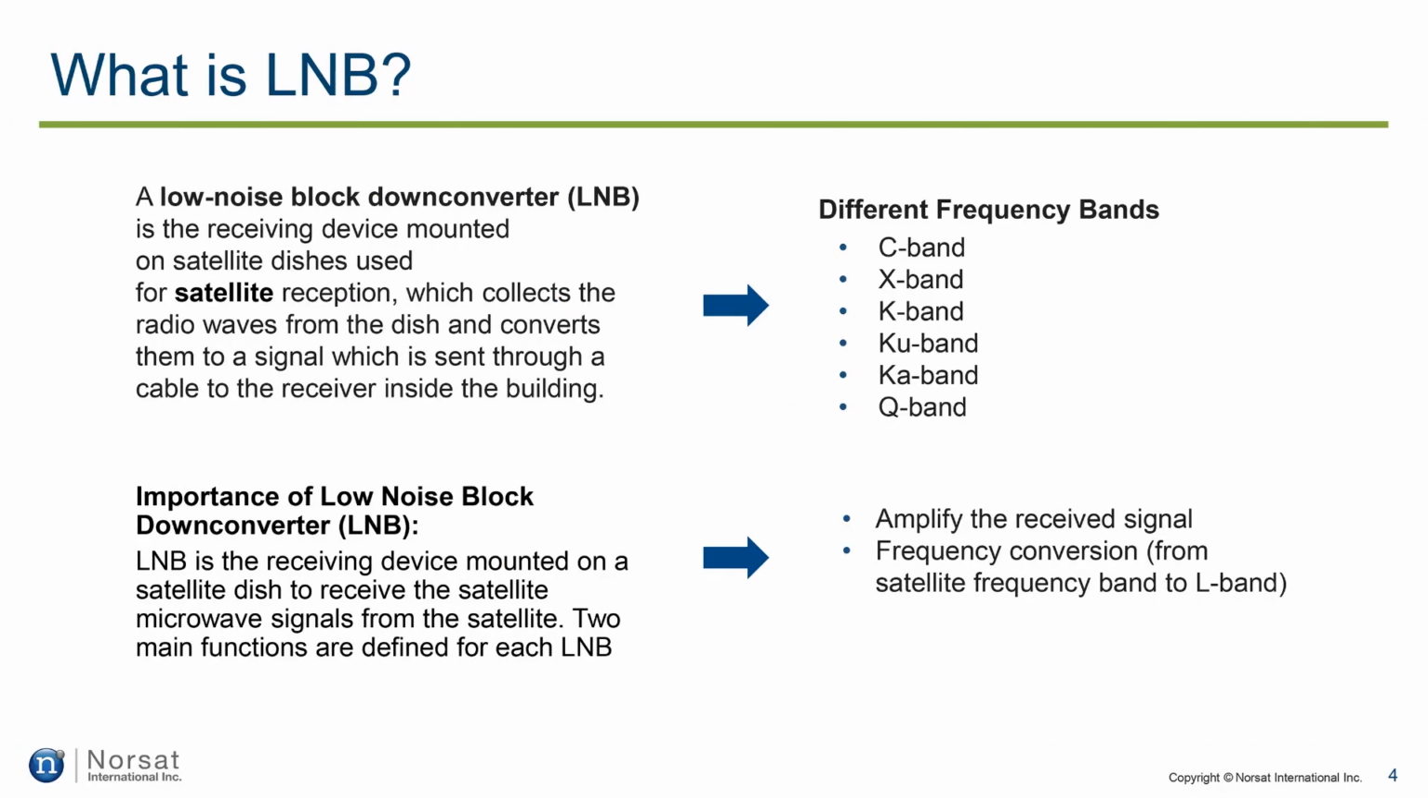The two main functions of the LNB are to amplify the received signal coming from the satellite, which is attenuated by the atmosphere, and to perform a frequency conversion from the satellite band to a generic band that most satellite equipment can use, which is the L band. LNBs can work on multiple frequencies. These frequencies in the spectrum have been categorized into bands. The ones used in satellite communications are C-band, X-band, Ku-band, Ka-band, and Q-band.